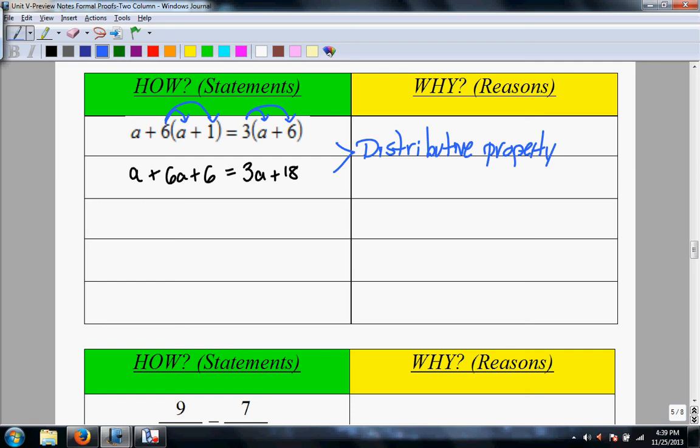Now our next step is we want to collect like terms. So we see here we can collect like terms, so the property is going to be add like terms. And we get this. So we have 7a plus 6 equals 3a plus 18. So that's the reason for these steps right here.